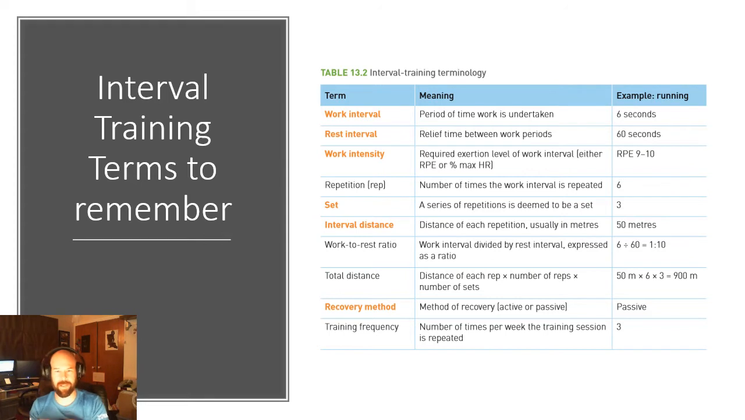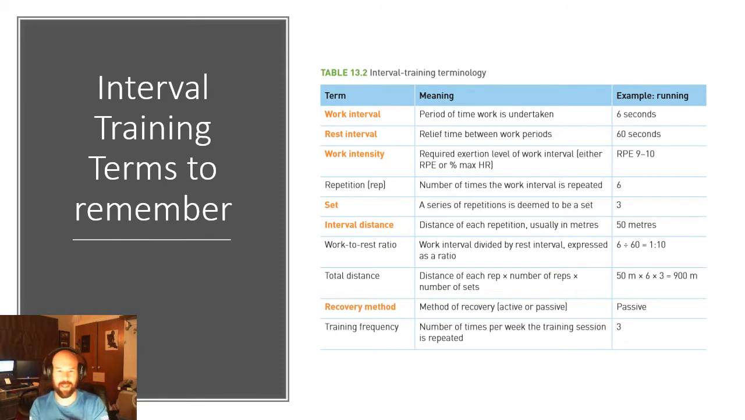Reps are the number of times that the work interval is done. Hopefully most of you already understand this, and I don't need to keep repeating it because you've done this sort of thing before. So in this instance, we are running 6 times, we're running 6 times for 6 seconds.